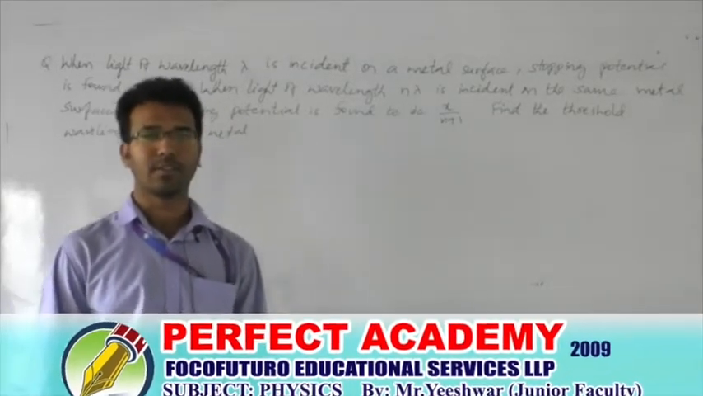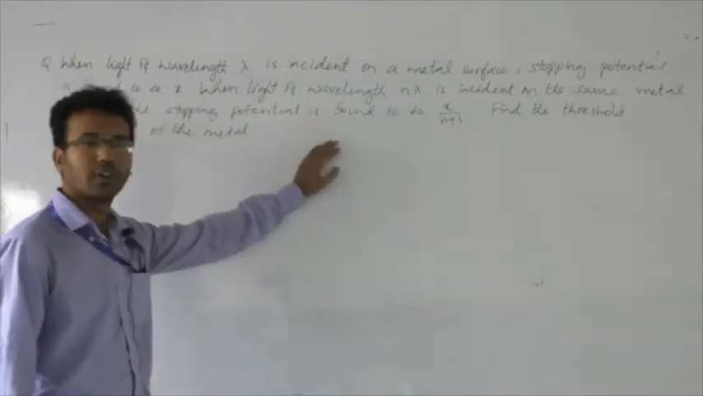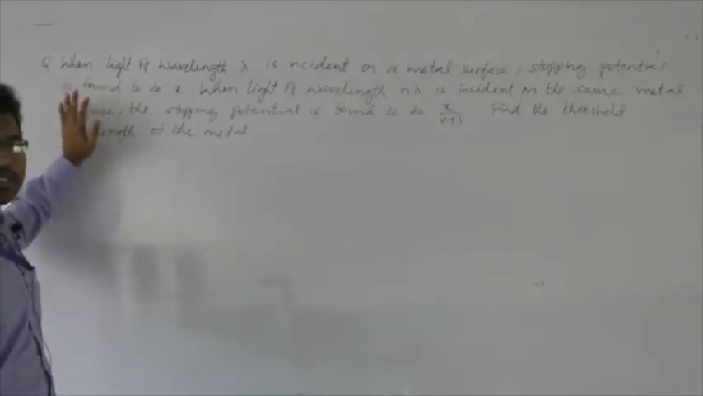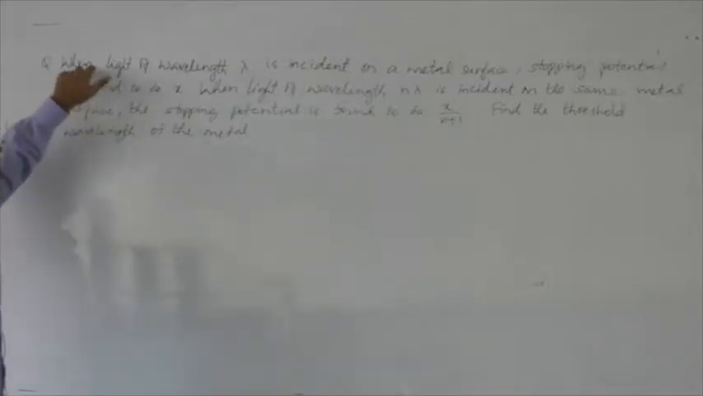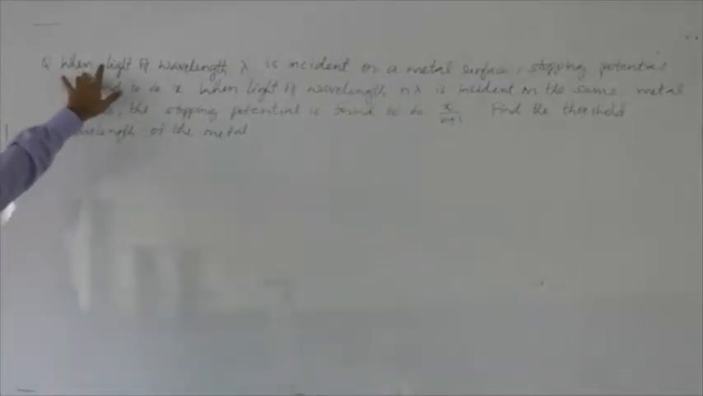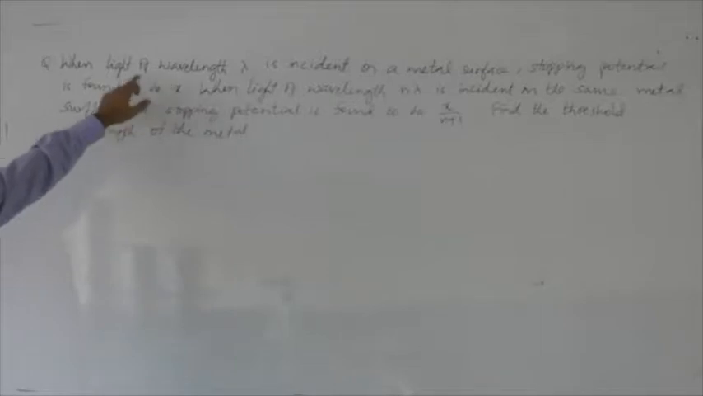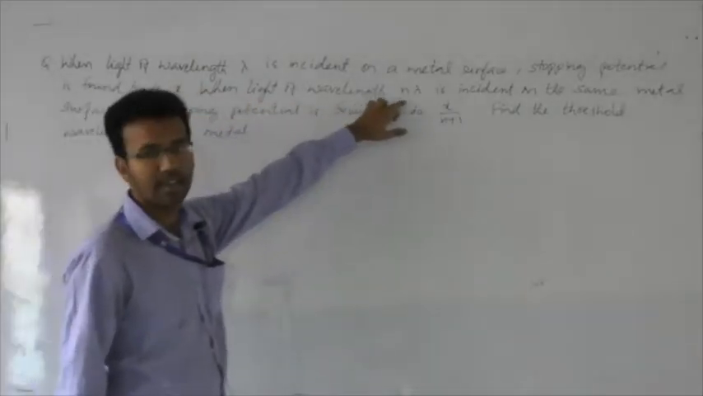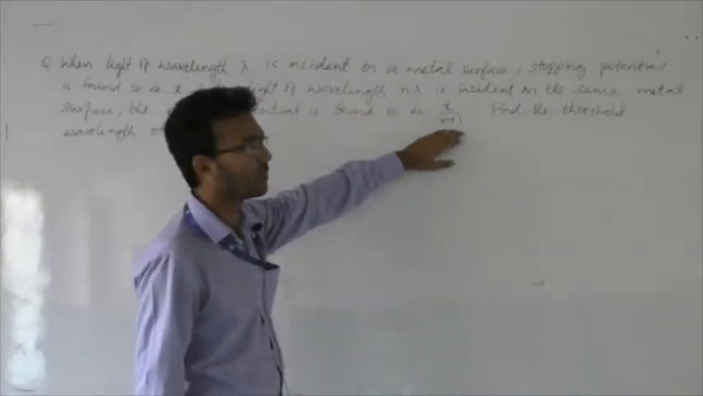Yes, in the previous lecture, we stopped reading this question. We'll solve this question now. Let's read this again. The wavelength lambda is given. When the wavelength is lambda, the stopping potential is found to be x. And when the wavelength of light is n lambda, the stopping potential is found to be x by n plus 1.